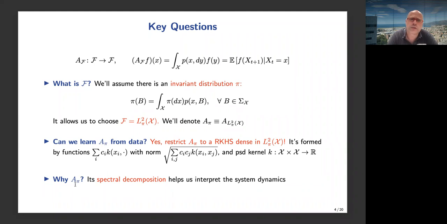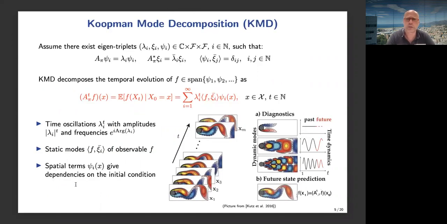the Koopman operator also allows us to interpret the properties of the system, because the operator is linear, so we can do something like an eigenvalue decomposition, and from that we can understand something about the properties of the system. So this is what is called in the field Koopman mode decomposition, right?